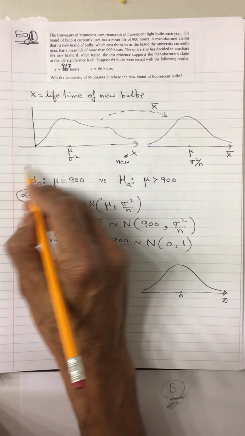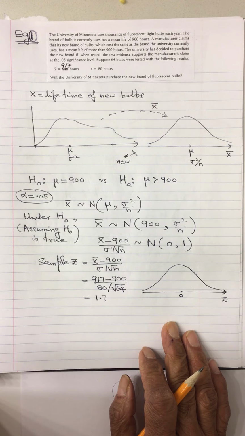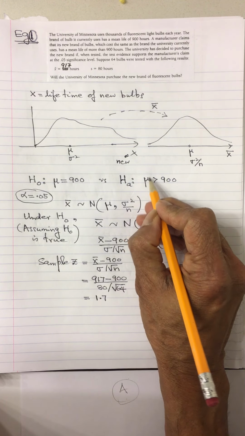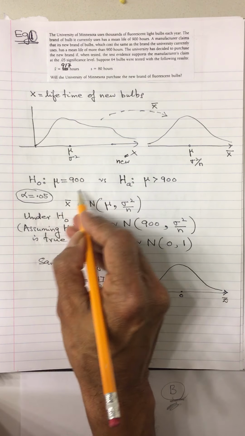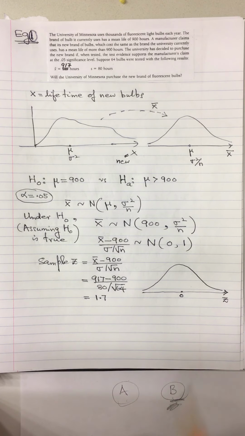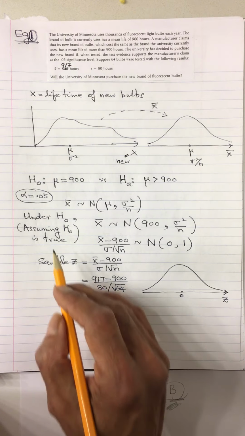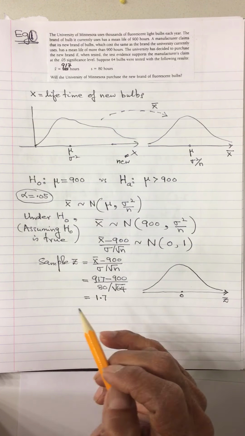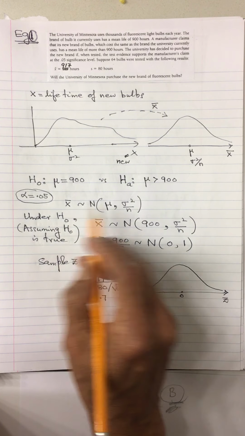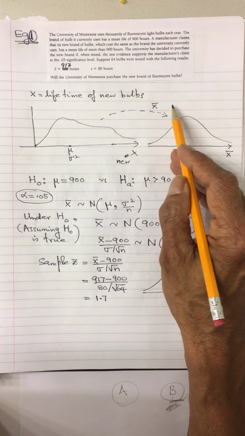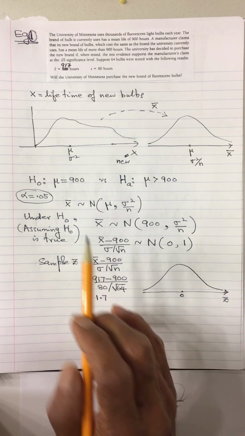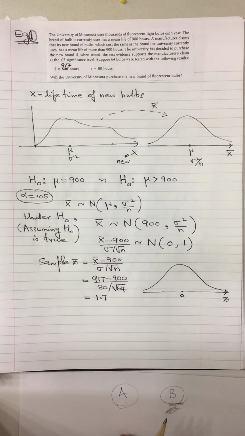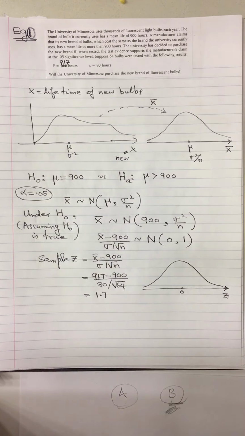The null hypothesis is mu equals 900, and the alternative hypothesis is mu more than 900. By the way, in this class, as in all low-level classes, we have to keep the equal sign in the null hypothesis. Later I can show you why this is the case. The reason is that we are going to look at the distribution under the null hypothesis, so we need to keep the equal sign here.